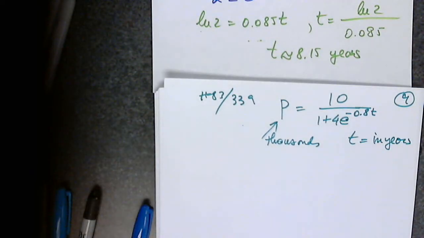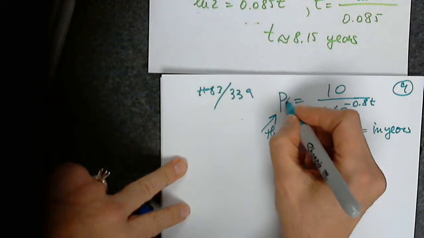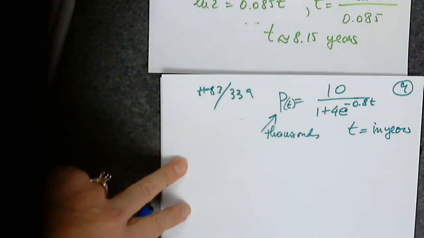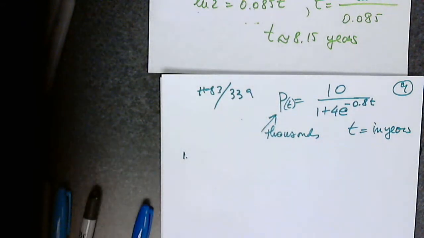Perfect. Find the fish population after 3 years. So again, this function should be, this is the correct notation. Right. So in question number 1, we're asked to find the fish population after 3 years.